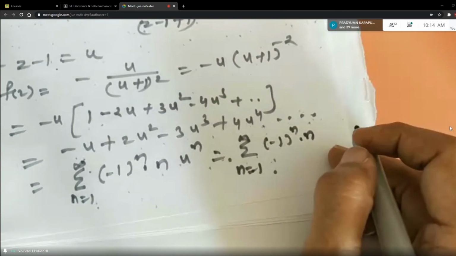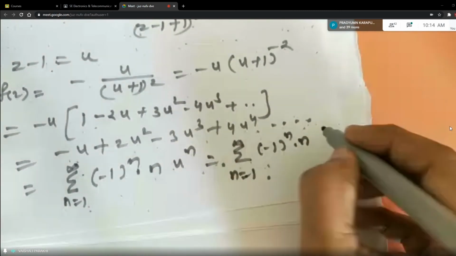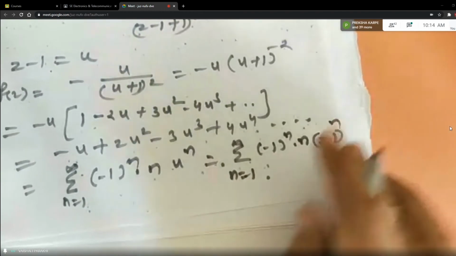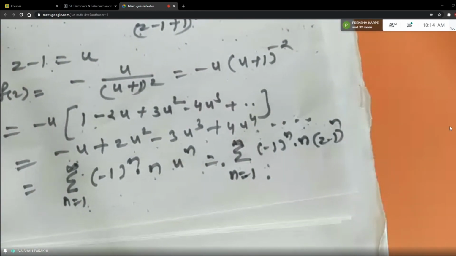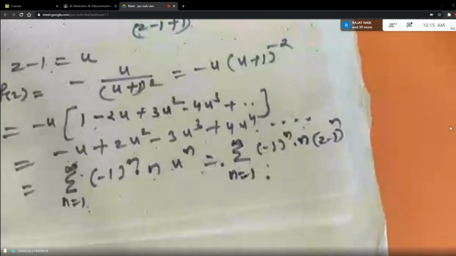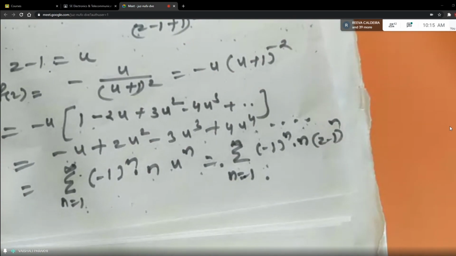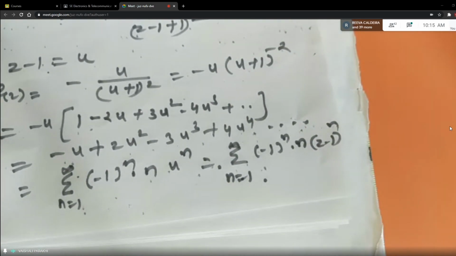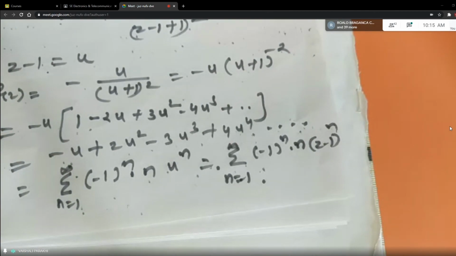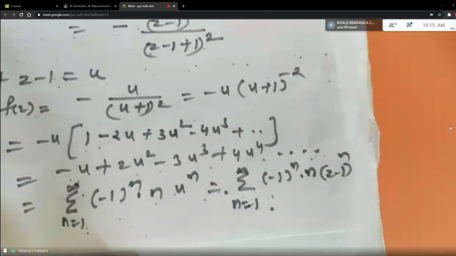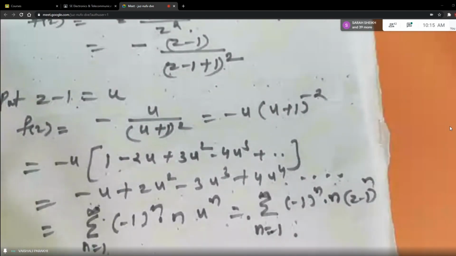into z minus 1 raised to n. So this is also the answer of the given problem, that is, the expansion as a Taylor's series. So the earlier answer and this answer are the same. But in the earlier answer we were using the nth derivative directly of the given terms, and for that you should be good in successive differentiation. So if you don't remember your successive differentiation, then you can go for this method. It is easier. Okay.